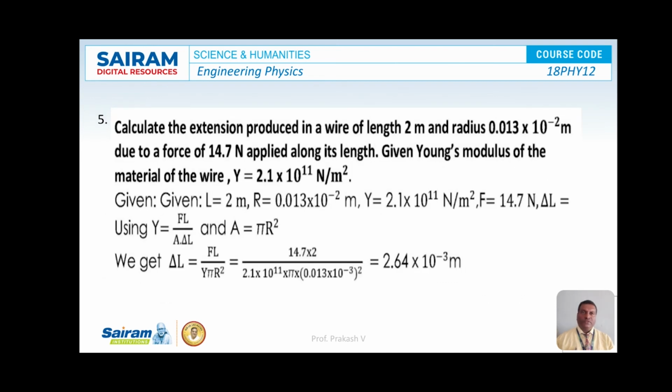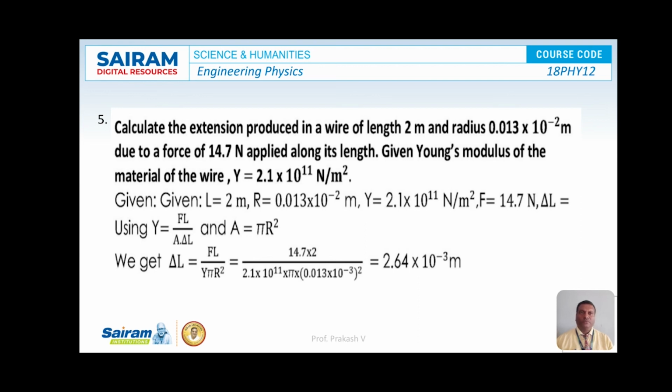The fifth problem is: calculate the extension produced in a wire of length 2 meter and radius 0.013 into 10 to the power of minus 2 meter due to a force of 14.7 Newton applied along its length, given Young's modulus of the material of the wire is 2.1 into 10 to the power of 11 Newton per meter square.